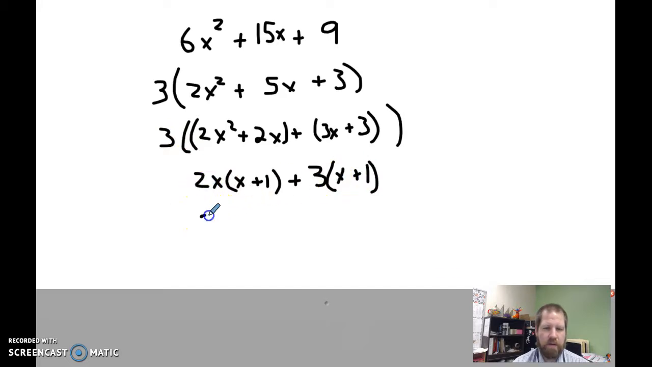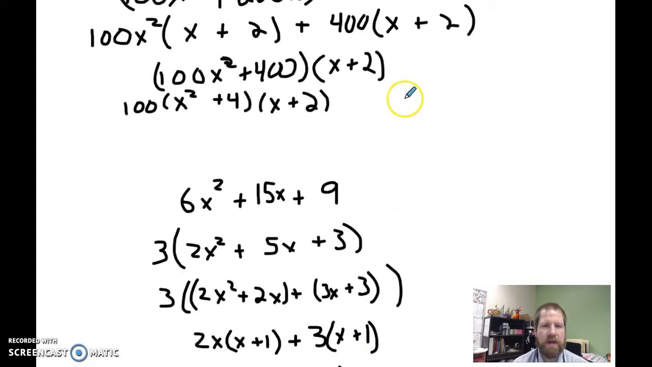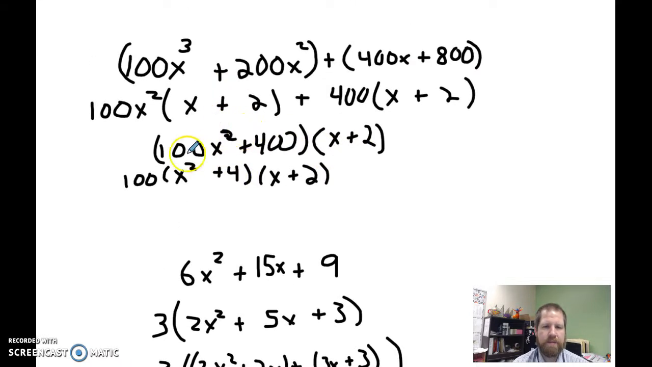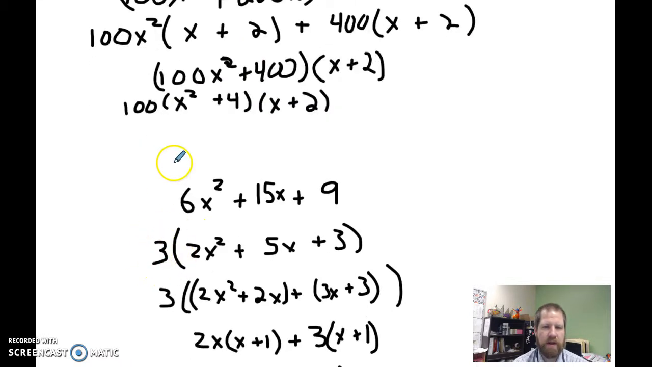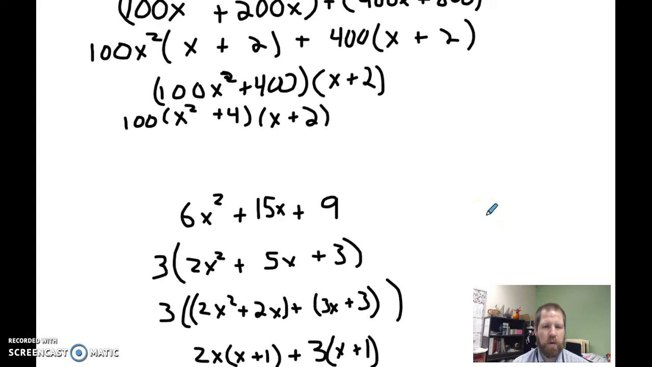Now I can rewrite them as 2x plus 3 times x plus 1 times 3. Okay, and that works. And it works the same way as this one did, except I pulled out my common factor at the beginning instead of factoring and then having to pull it out at the end. Both ways, both methods work, and it's up to you to decide which one you prefer.